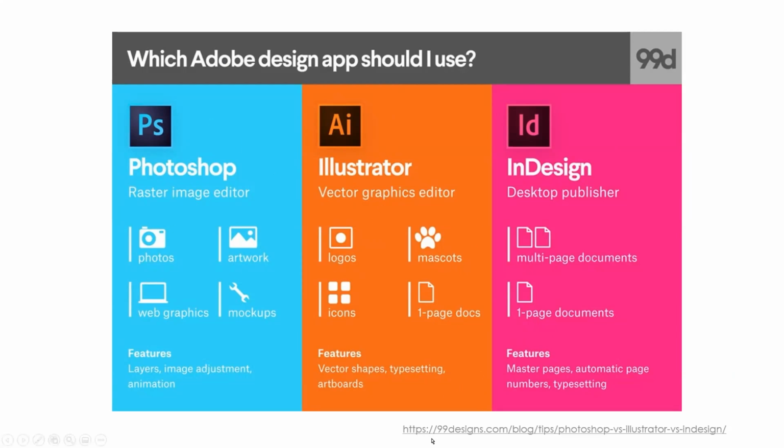I got it from 99designs.com, which is great. I always go to that site that gives some great use case scenarios. Because, yes, as I said, you can use one program to do something else, but there's always one that it's best suited for. So things like editing photos and doing artwork and mockups are for Photoshop, and things like logos and icons and one-page documents.